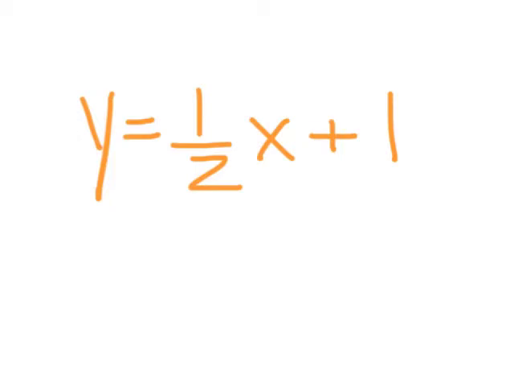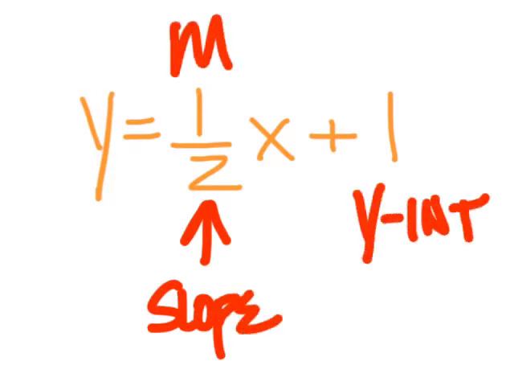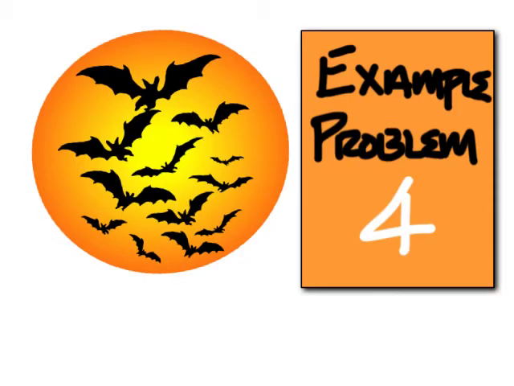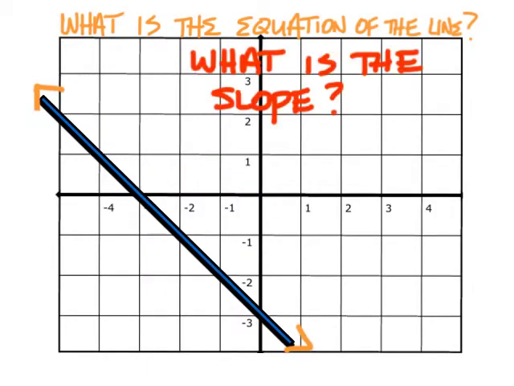After we've put it all together, it's y equals 1/2 x plus 1. And this is the slope. Remember that is m. And this is the y-intercept. Remember that is b. Here's another example. Example number 4. What is the equation of the line?